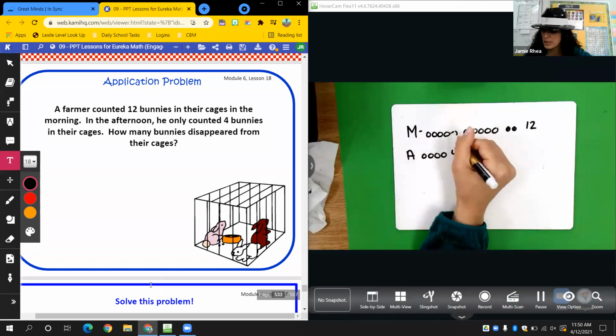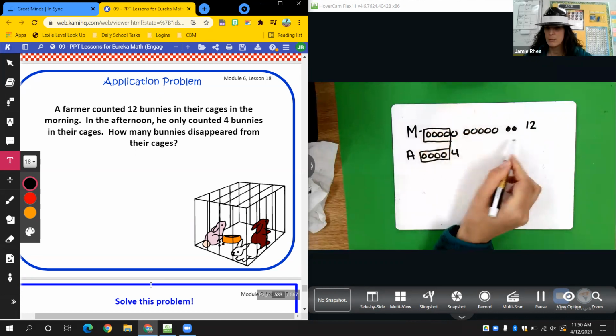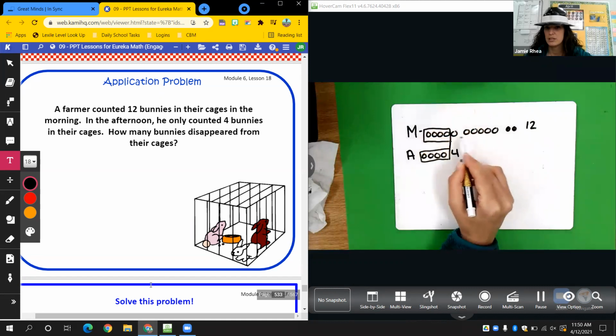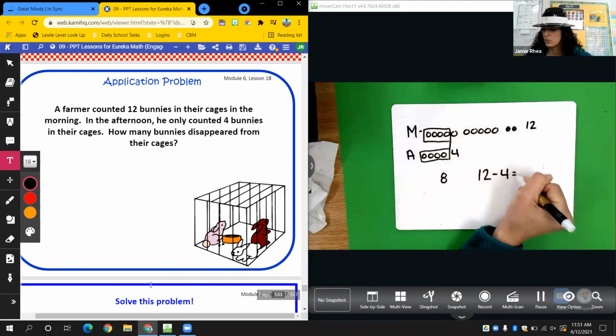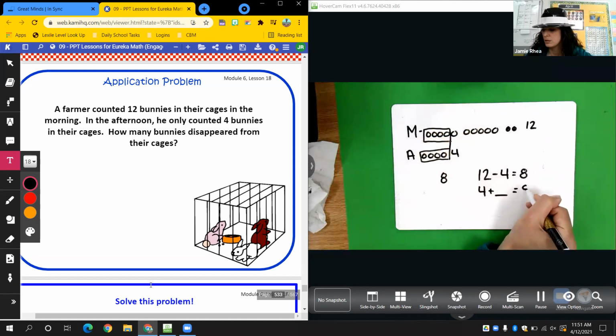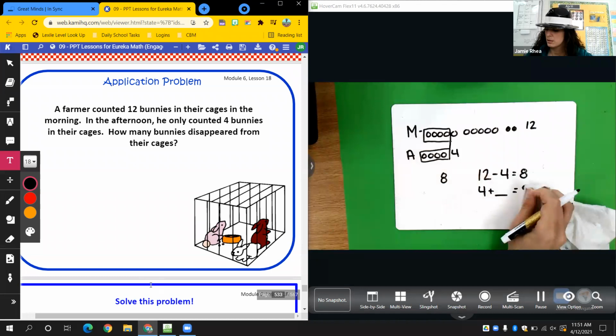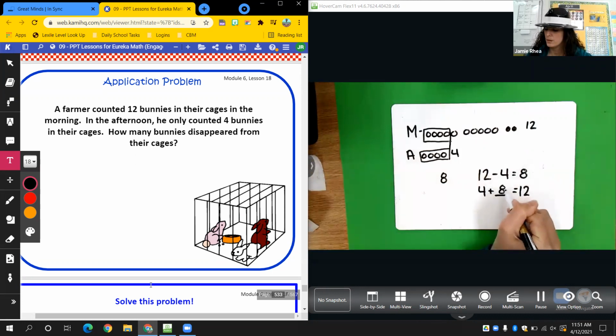So here's what we're going to do. We're going to take this, this is the same. So let's count how many we have left here. We have 5, 6, 7, 8. I have 8 bunnies. So I could say 12 minus 4 equals 8. Or I could say 4 plus something should equal 12. Okay, and I know that it's going to be 8.